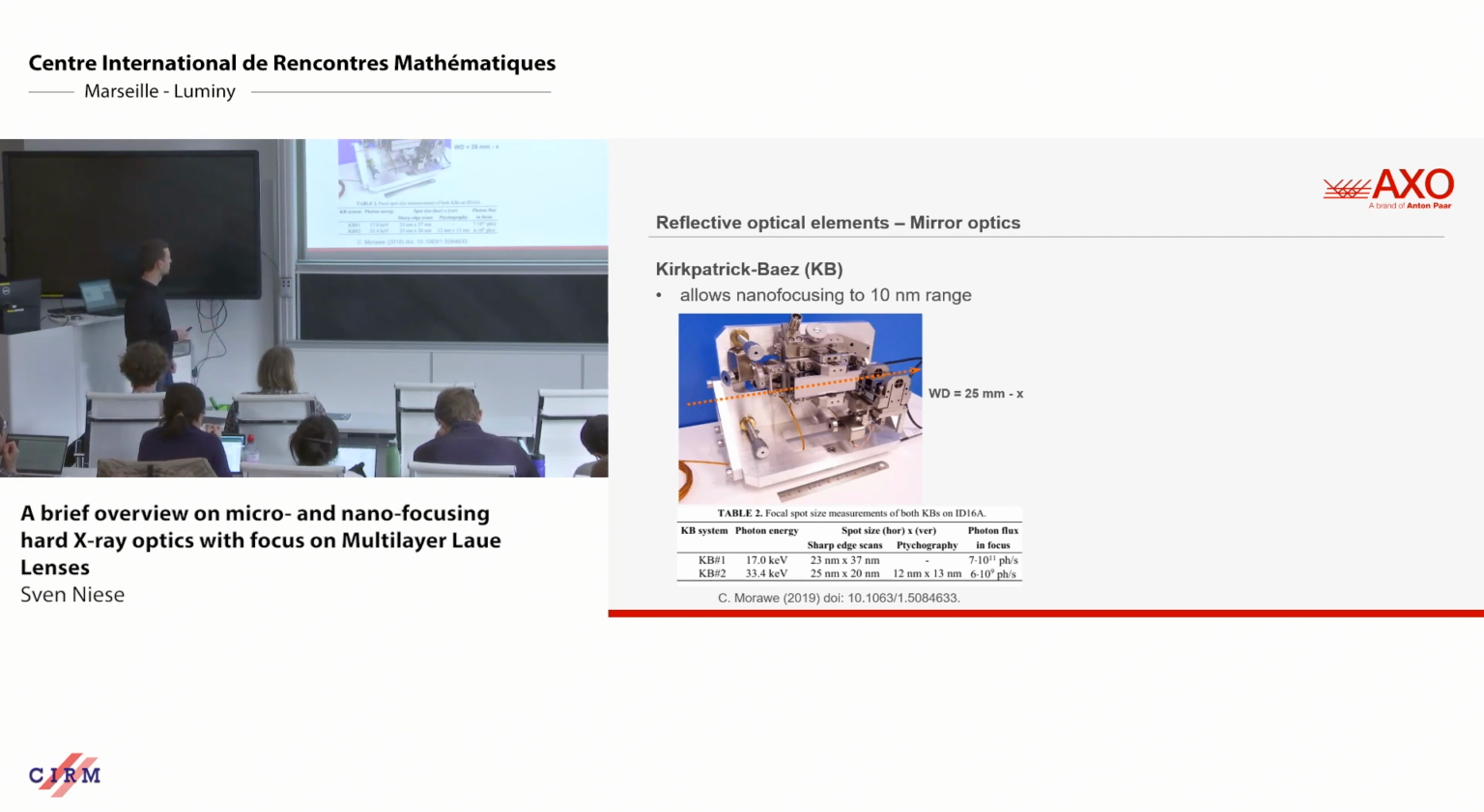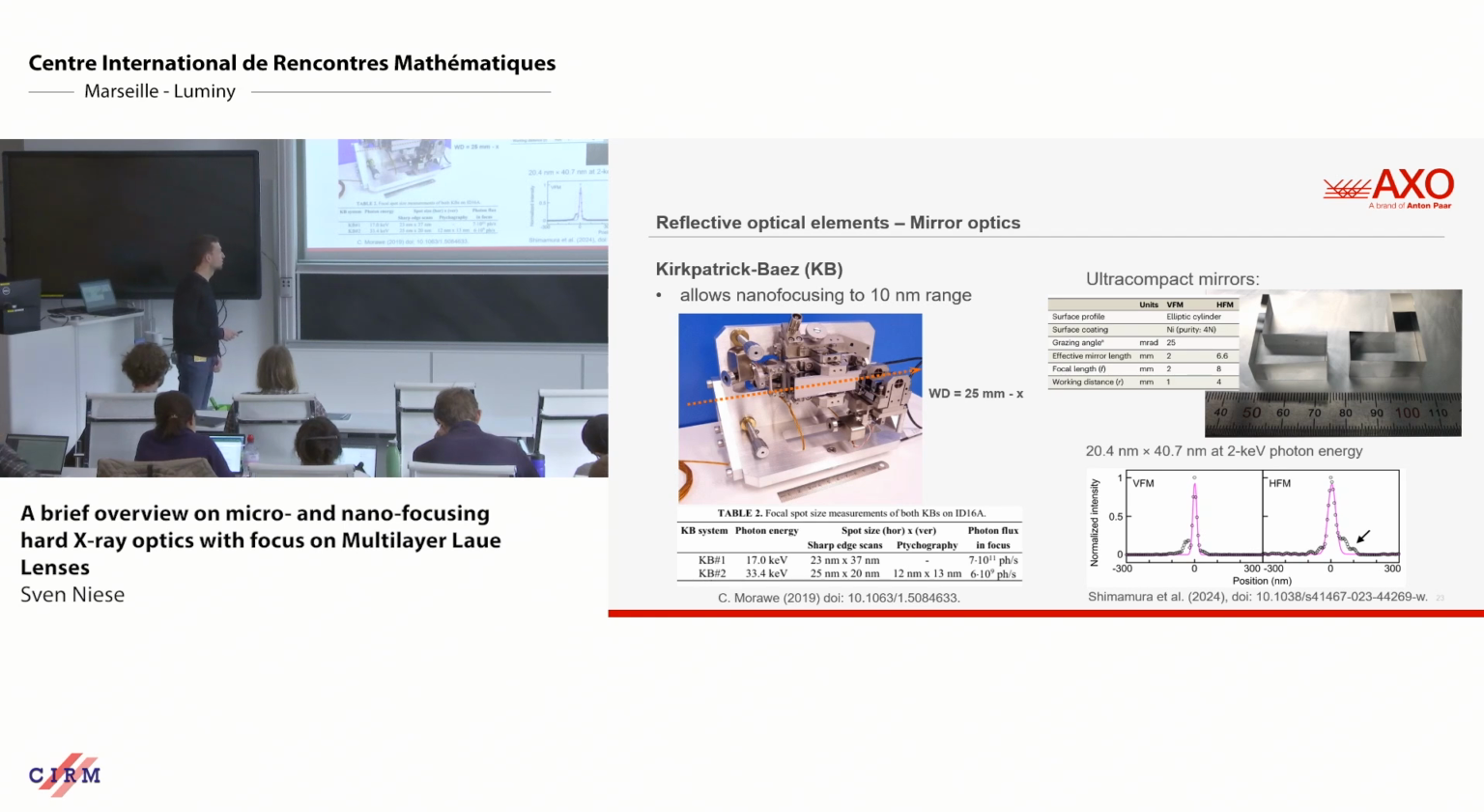So here is an example from the ID16A beamline, from Christian Morawe at ESRF. They achieved somewhere in the range of 10 to 20-something nanometer focusing with their KB system. The working distance here was 25 millimeters from the exit of the mirror to the focus. Minus X means you probably want to put some apertures there to stop the beams that you do not want to have.